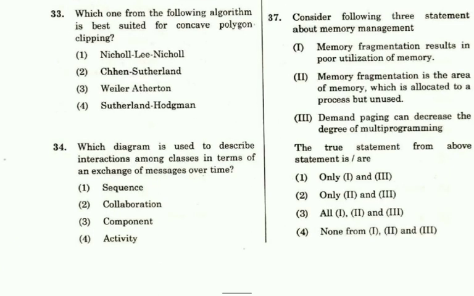So here Sutherland-Hodgman and Nicholl-Lee-Nicholl work best for convex polygons. This is the line clipping algorithm, and Weiler-Atherton, this algorithm handles the concave polygons effectively. So for concave polygons, the third option is the correct answer.